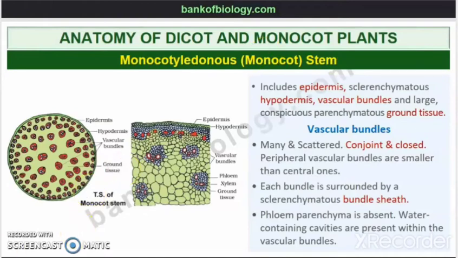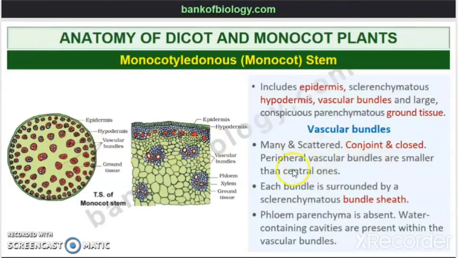So it means that in the case of the dicot stem, we saw that there were only a few vascular bundles present, but here there are many and scattered vascular bundles. You can see it here. These pink colored structures are all vascular bundles. So there are many vascular bundles and they are scattered. So what is scattered? It means that it has been distributed to every part of the stem.